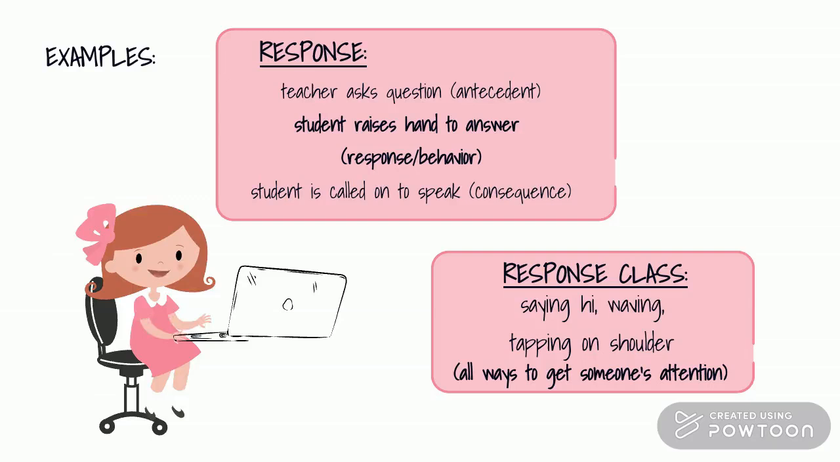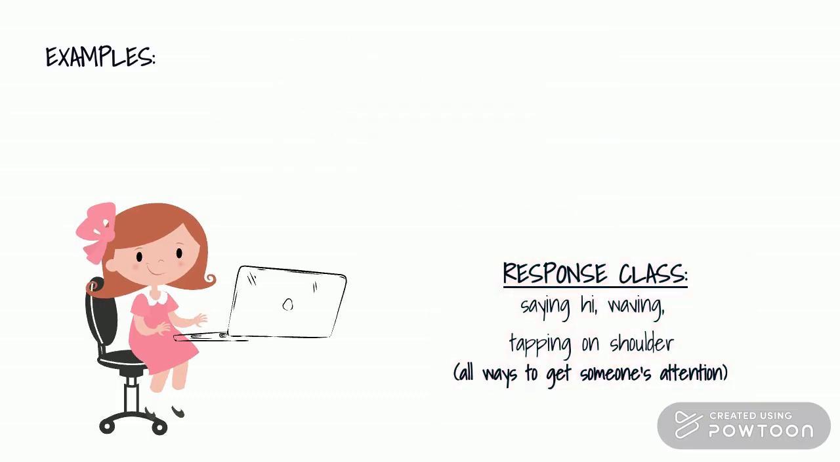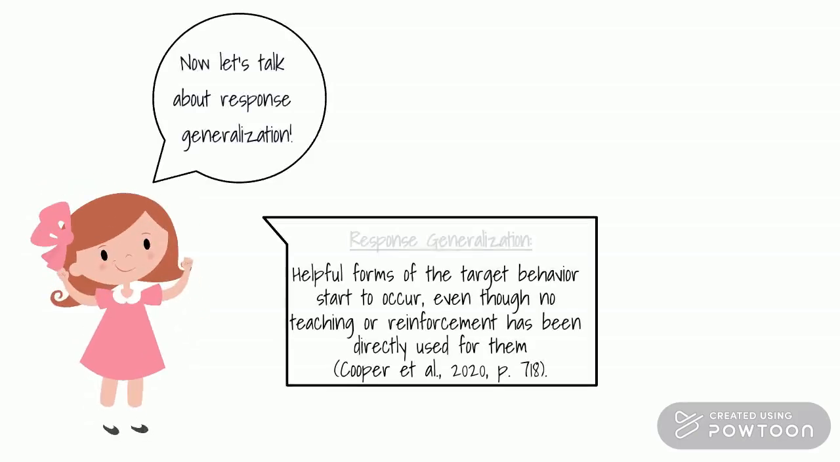An example of a response is when a teacher asks a question and then the student raises their hand to answer. That is their response. Then the student is called on to speak, which is the consequence. An example of response class is saying hi, waving, or tapping on the shoulder. These are all ways to get attention even though they look different. Now that we understand response, it's time to talk about response generalization.